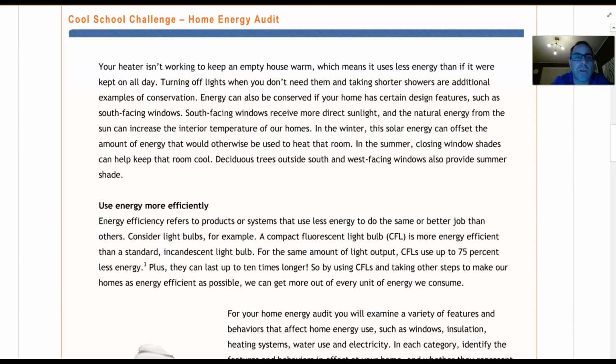Your heater isn't working to keep an empty house warm, which means it uses less energy than if it were kept on all day. Turning off lights when you don't need them and taking shorter showers are additional examples of conservation. So this is that term conservation coming here again, and we have two more examples. Energy can also be conserved if your home has certain design features, such as south-facing windows.